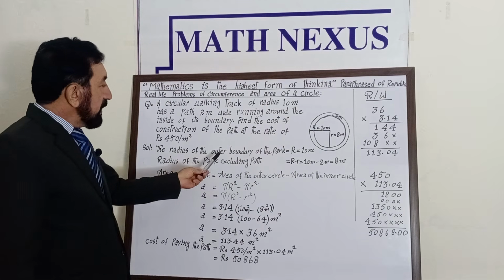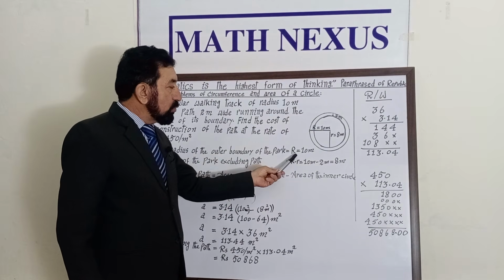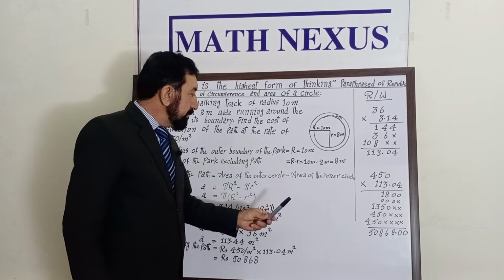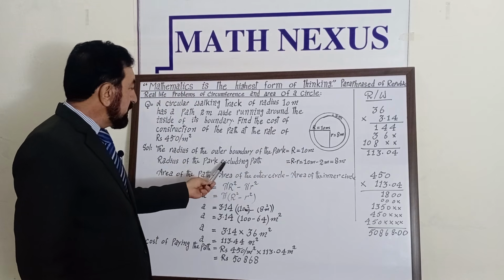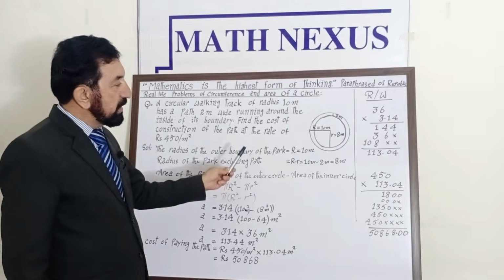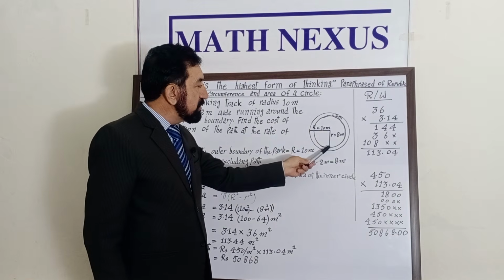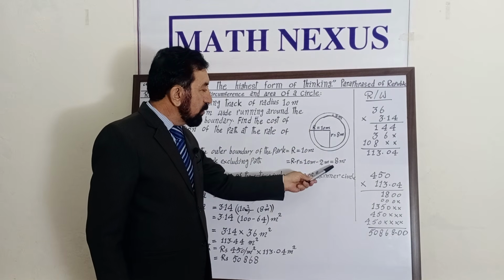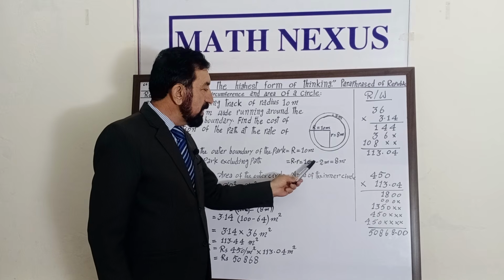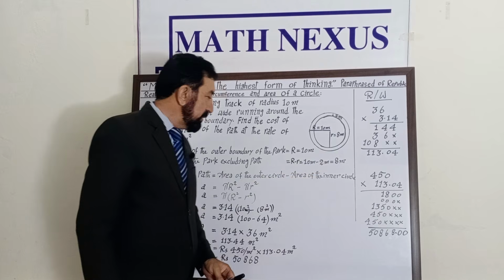The radius of the outer boundary of the park is capital R equal to 10 meter, and the radius of the park excluding the path is small r equal to 8 meter. 10 meter minus 2 meter equal to 8 meter.